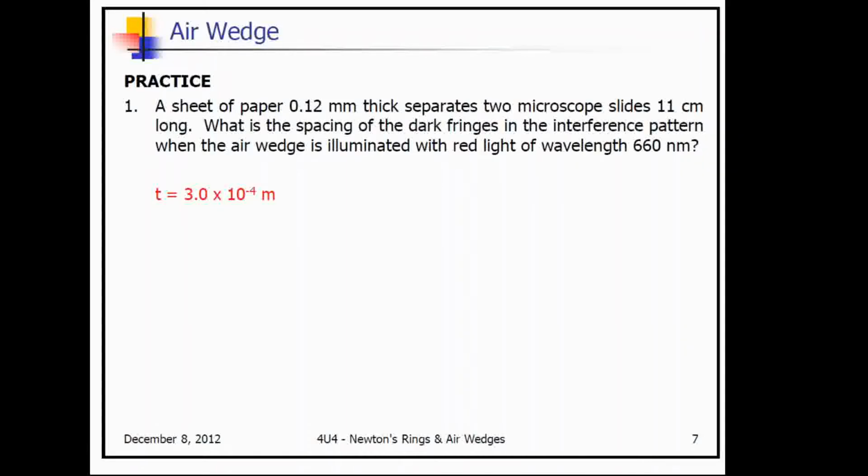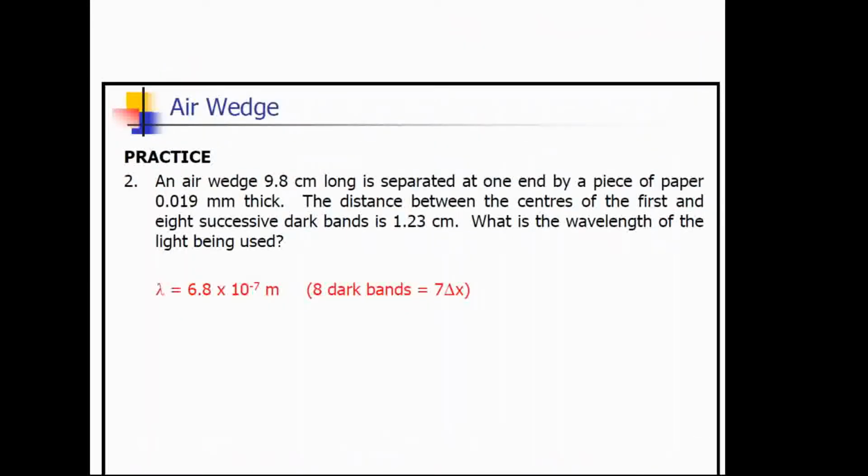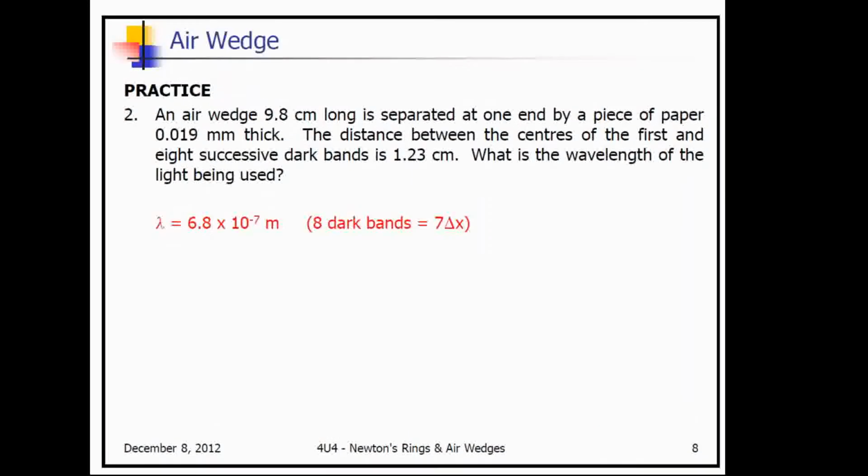So let's look at another problem. Here we have an air wedge that is 9.8 centimeters long. It's separated at one end by a piece of paper that is 0.019 millimeters thick. The distance between the centers of the first and eighth successive dark bands is 1.23 centimeters. What is the wavelength of the light being used?